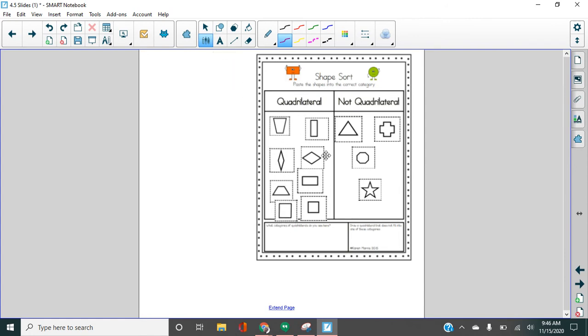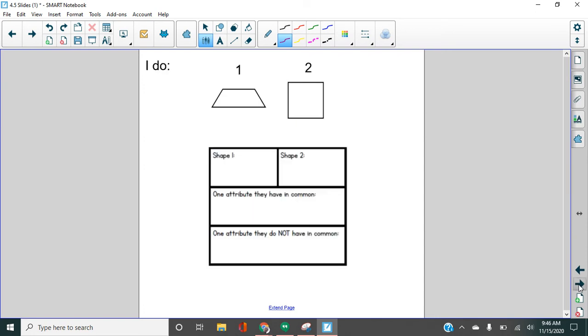So what do these all have in common? Well, what do all these shapes on the left have in common? Yes, they're all quadrilaterals, and that means they have four sides. So we're going to take a couple of quadrilaterals and we're going to compare them.